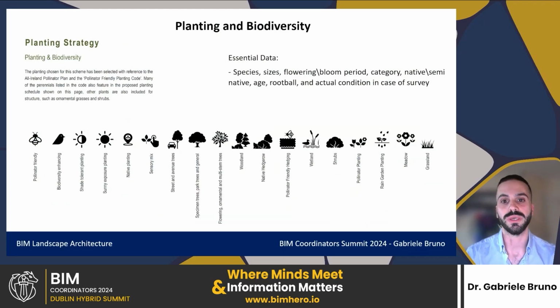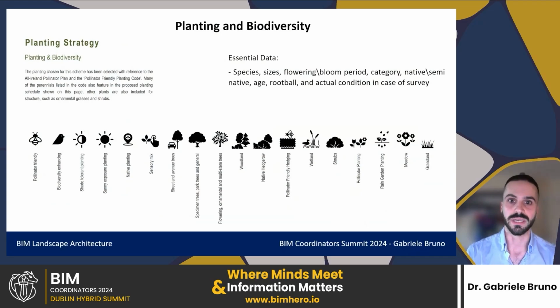In this strategy, we include symbols that better define the features and characteristics of each of our green elements. So as I said, native, semi-native, but also pollinator friendly, woodland, shrubs, and so on. However, in our Revit model or in any project, there is some essential data that we normally include, which is the species, the sizes, the flowering and bloom period, obviously the category, whether it is native or semi-native, the age, the root ball, and the actual condition of the tree if it's a tree survey analysis.